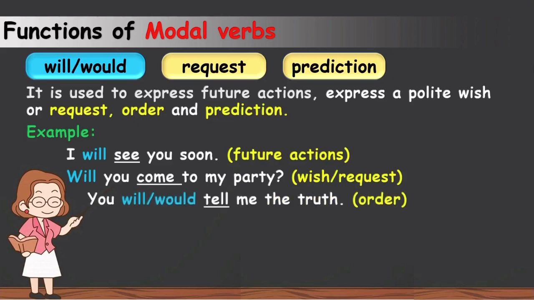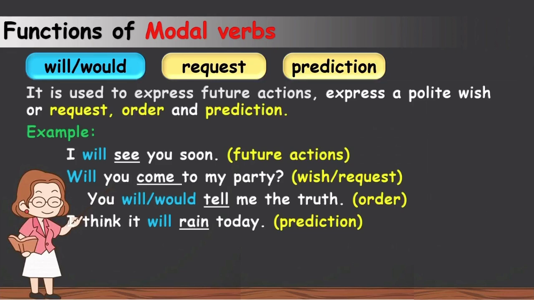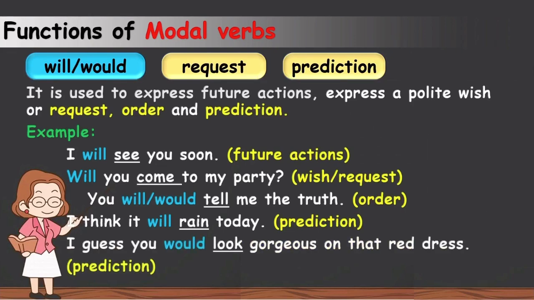You will tell me the truth. Or you can say, you would tell me the truth. The speaker is ordering or commanding someone to do the action, and that is to tell the truth. I think it will rain today. The speaker is making a prediction. I guess you would look gorgeous on that red dress. The speaker is also making a prediction.